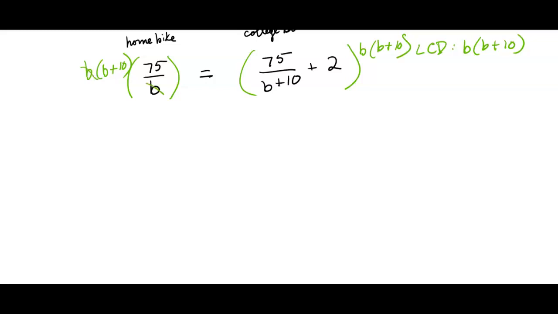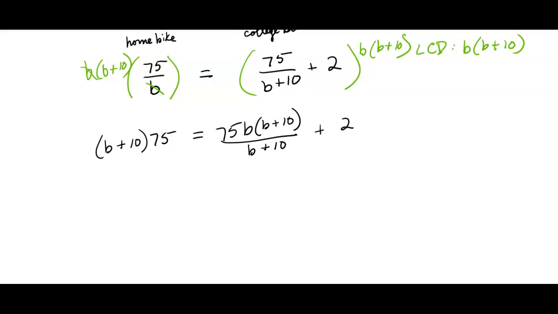Okay. So the b's cancel out there. So I have b plus 10 times 75. And then over here I'm going to have 75 times b plus 10 over b plus 10. So I'll write it out so you can see it. And 2 times b plus 10. Okay, last up. Those b plus 10s cancel. All right, now we're getting somewhere.